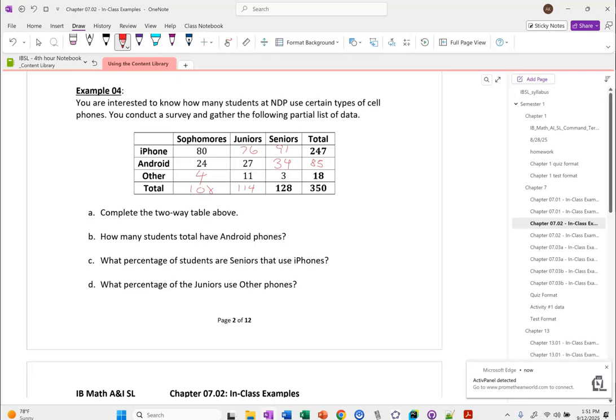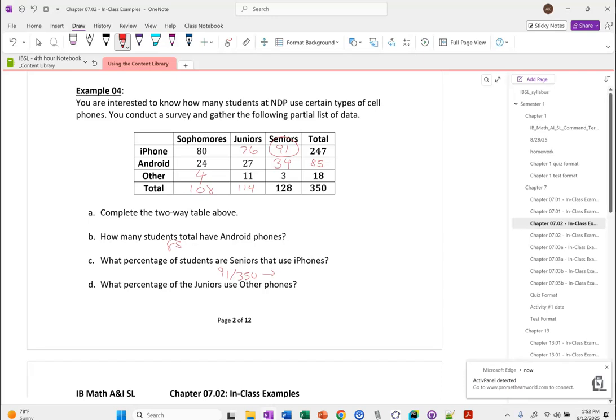How many students total have Android phones? 85. What percentage of students are seniors that use iPhones? So, seniors who use iPhones, there's 91 of them. 26 out of 350. And then whatever, right? You guys can turn it into a percent, I'm hoping, at this level. I can take that for granted, right?